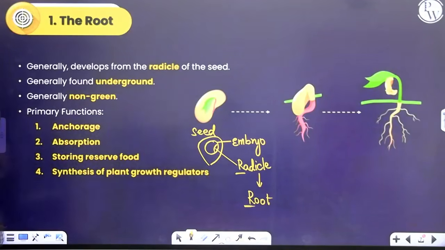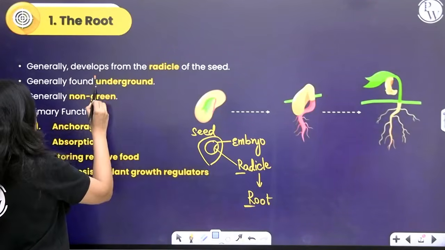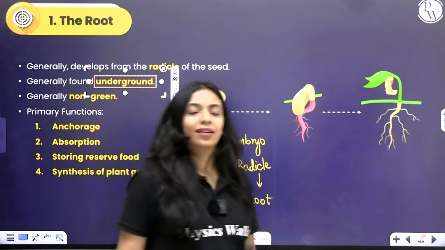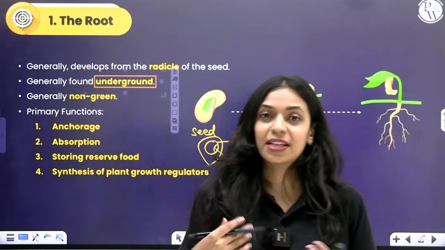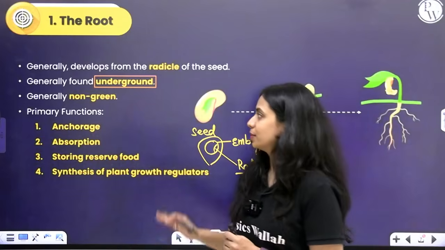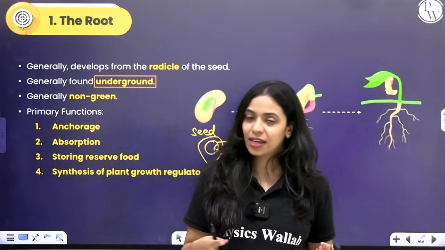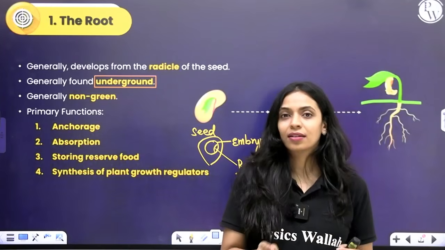Okay? Generally, in the majority of cases, roots are underground, right? They're produced below the soil. There are a few exceptions. That's why I'm saying generally they are underground. Which are those exceptions? We'll learn about that later. Okay? And also, roots are not photosynthetic in most cases because they are non-green.